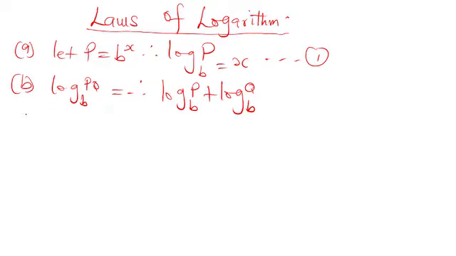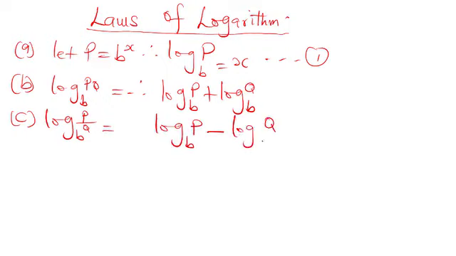Then number 3. Remember in indices, when we had multiplication, we converted to addition. When we had division, it became subtraction. Now in logarithm, the same thing is applicable. If you have p over q, the same thing that played out in indices, you now have log p base b minus log q base b.